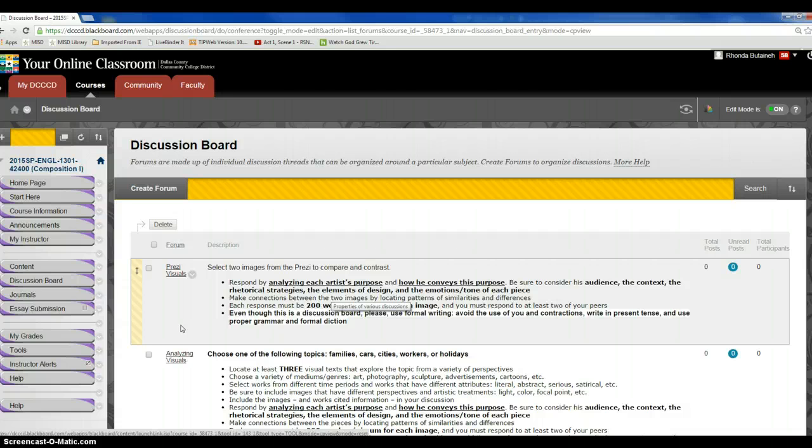It should be in present tense. It should not have contractions or you. And when you respond to one of your peers, it should be a helpful response. It's probably 3 to 5 sentences where you comment on his or her observation and maybe offer suggestions or point out things that you noticed that perhaps your peer did not.